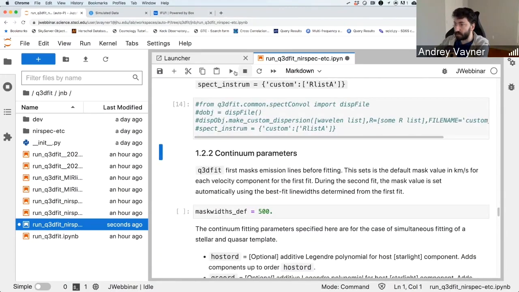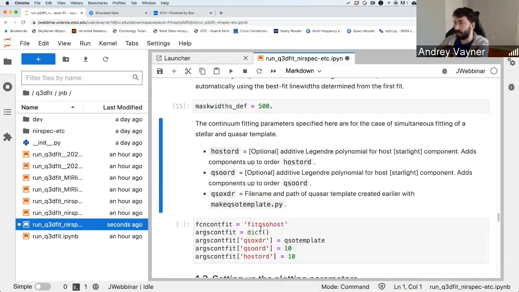And then the next portion is masking for the continuum. In this case, we just set it to 500 kilometers per second. But this is something to play around with, and is going to be specific to the source that you're looking at. In some cases, you probably want a broader wavelength range that you want to subtract out. It just depends on what your quasar looks like.